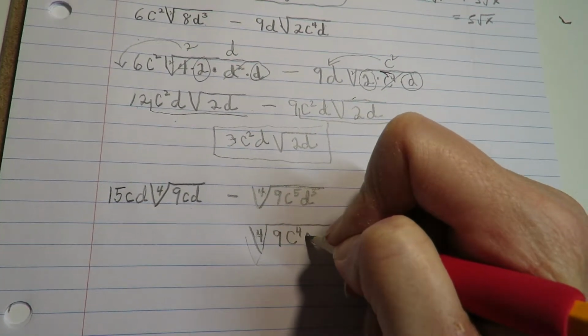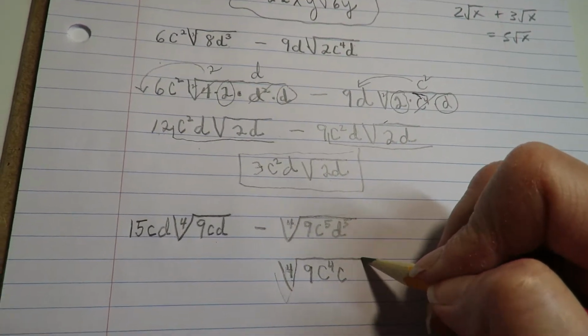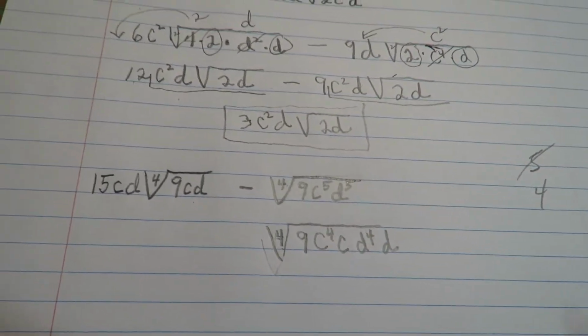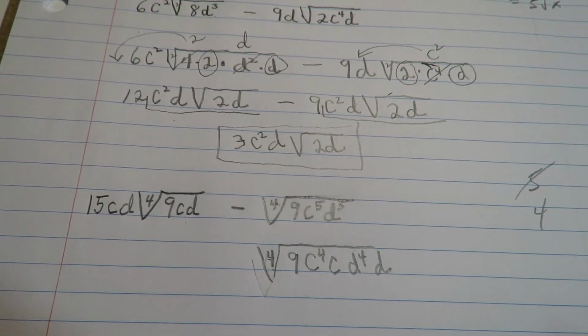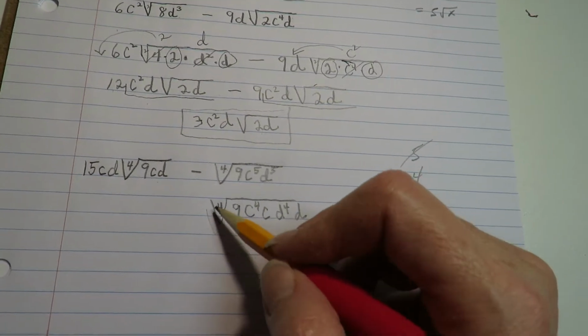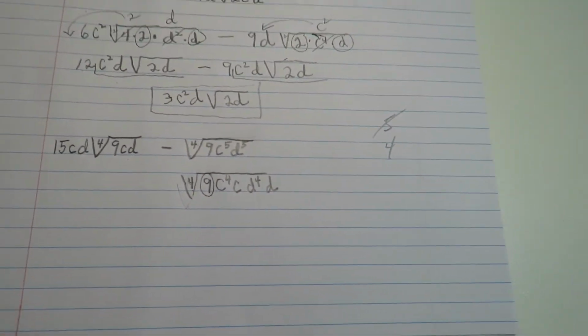So c to the fourth times c, same thing with the d to the 5th, d to the fourth times d. So we're breaking it into the perfect and non-perfect parts. Okay, gang, so let's go ahead now and do the fourth root. So we're stuck with the 9 under. That's a square root, not a fourth root.